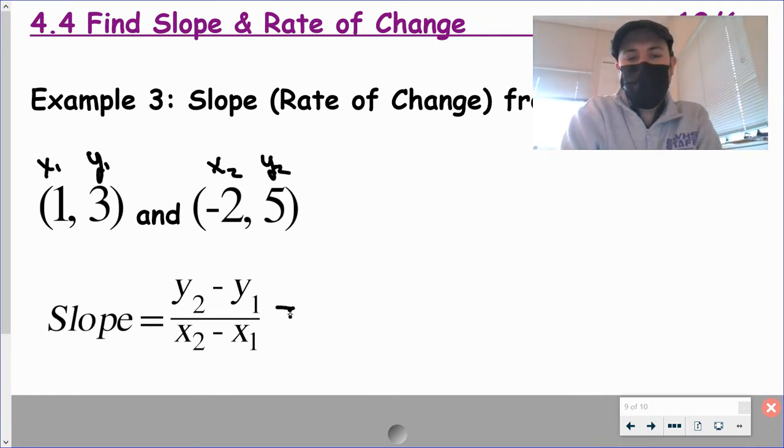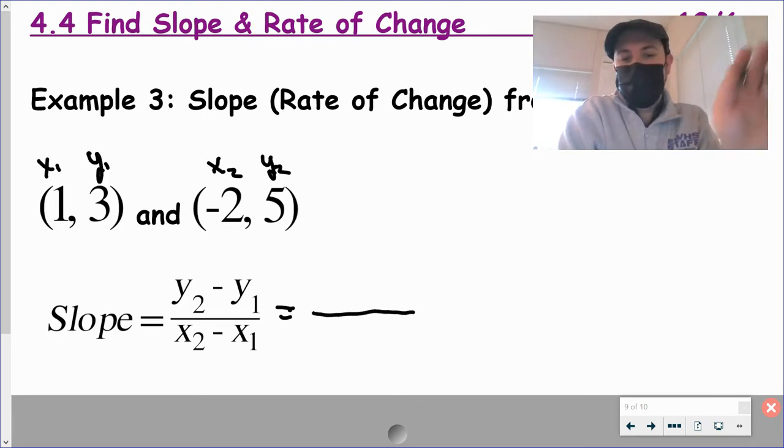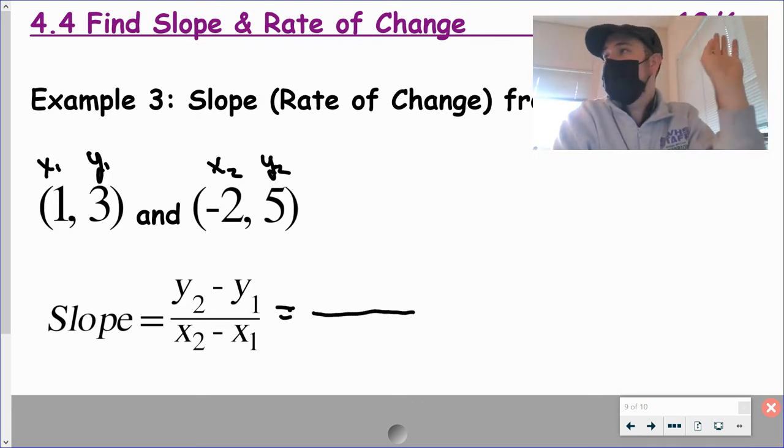Plugging this into the formula, somebody want to help me out with my numerator? What would it be? Thomas?